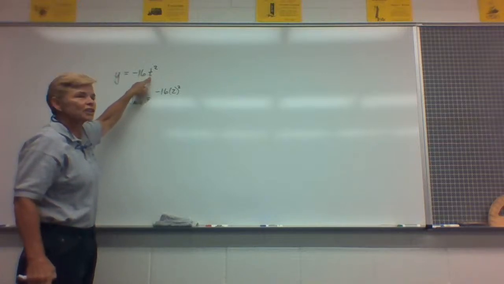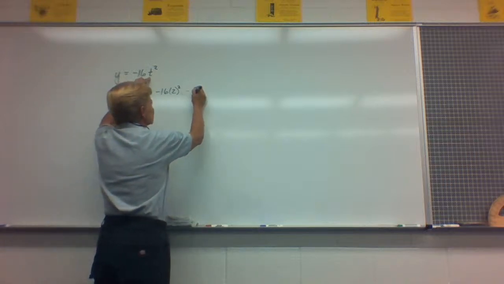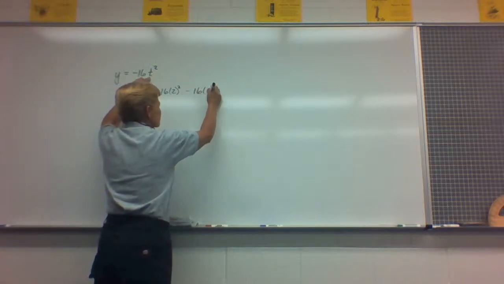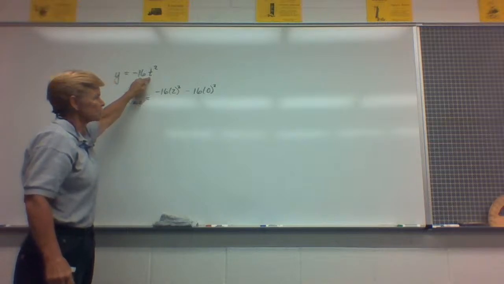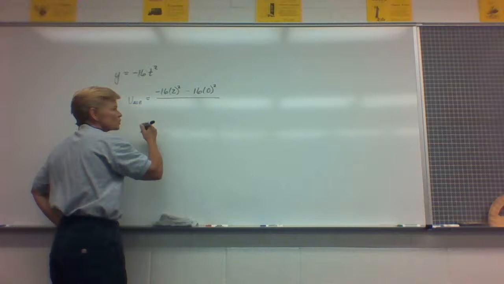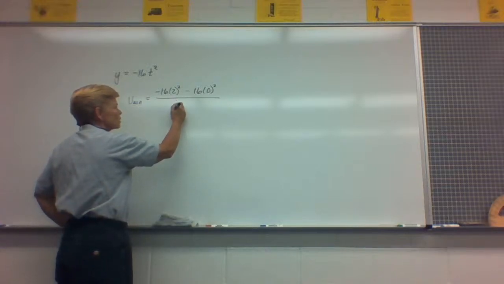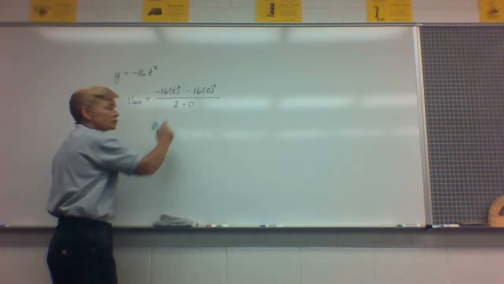This is your final distance figured when t is 2, minus 16 times 0 squared, because we started the clock on this thing falling right when it broke off. When time was 0, it wasn't moving. And then on the bottom, total time is going to be 2 minus 0, final time minus initial time.